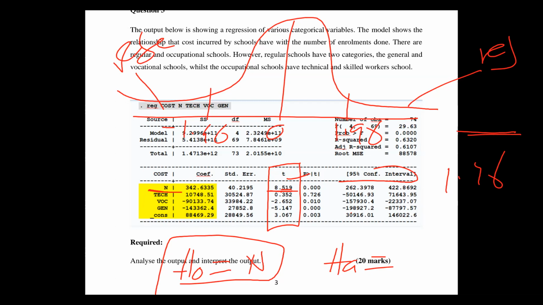Here we're using 95%. How do we know that we're using 95%? Because it's always given. But mostly in Stata, they use 95% because there are two things that we are avoiding.